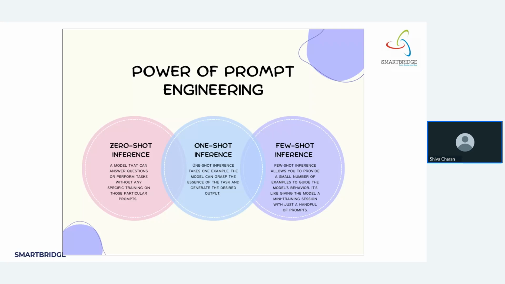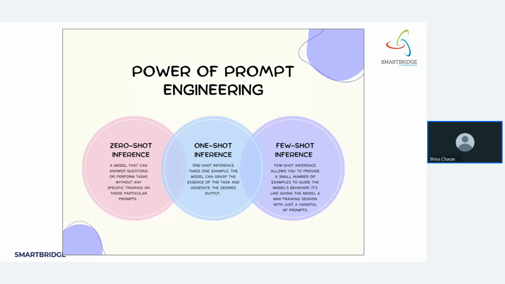One example. And few shot is nothing but here we'll be giving multiple examples, okay? The few shot inference allows you to provide a small number of examples to guide the model's behavior. Like we can consider two to three or four examples at least. And it's like giving the model a mini training session with just a handful of prompts.